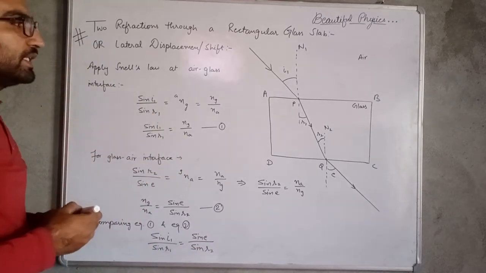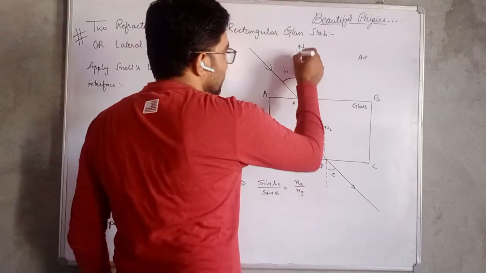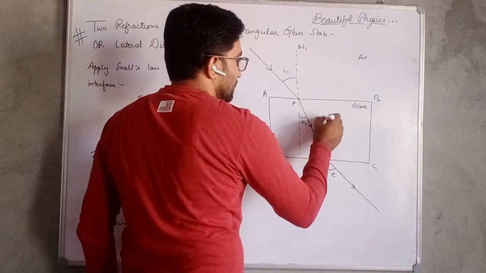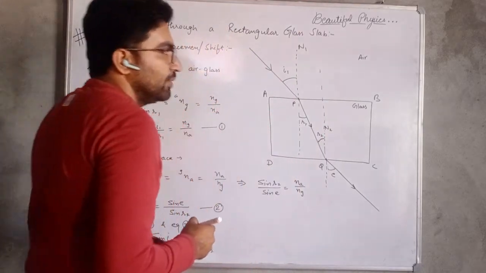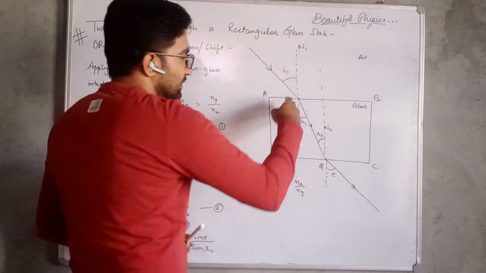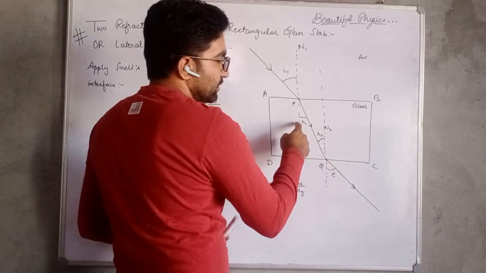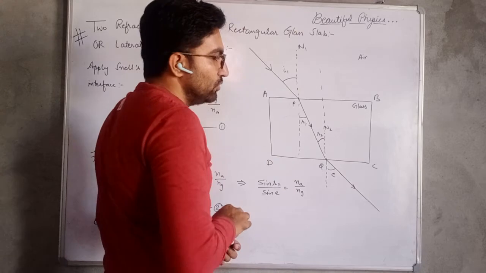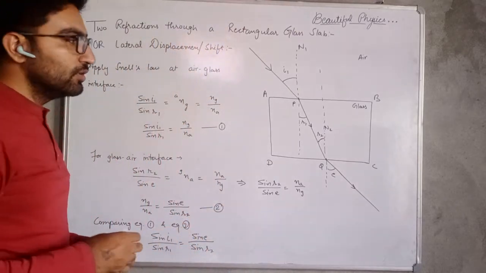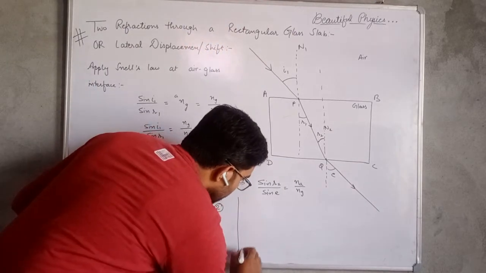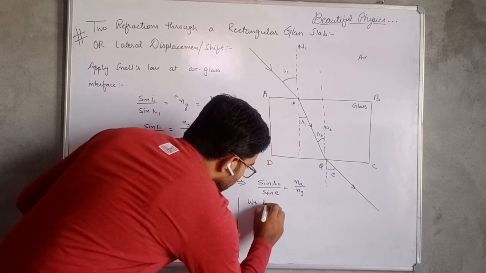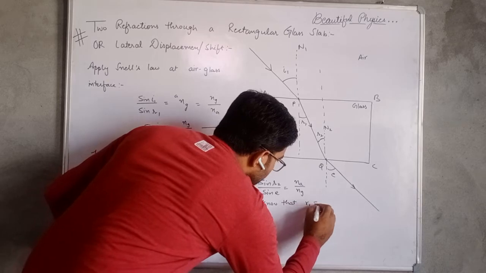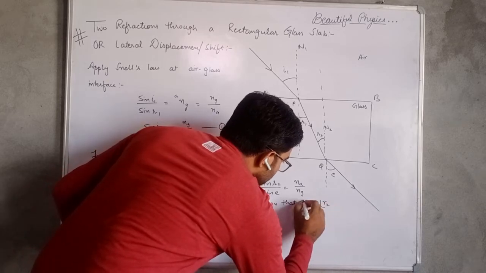Okay, from there we can see that these two normals are parallel to each other, and this is a secant line, and we know that the angle R1 is equal to angle R2, alternate interior angles. Okay, from there we know that angle R1 is equal to angle R2.